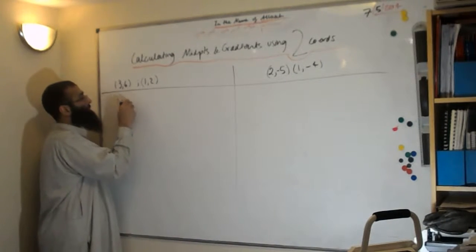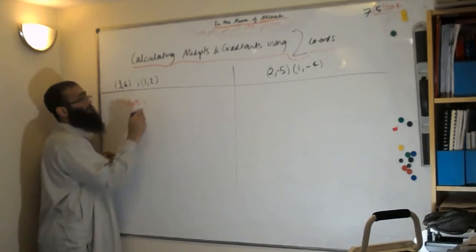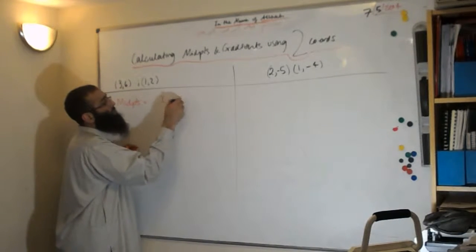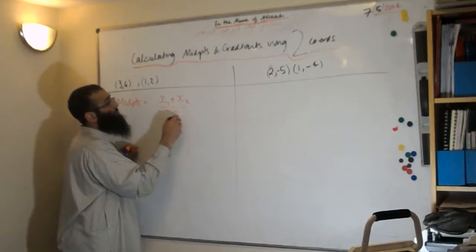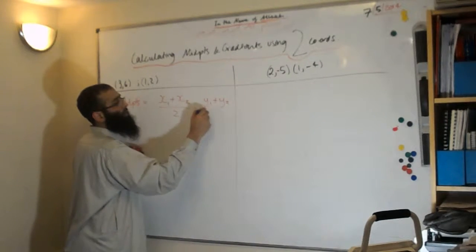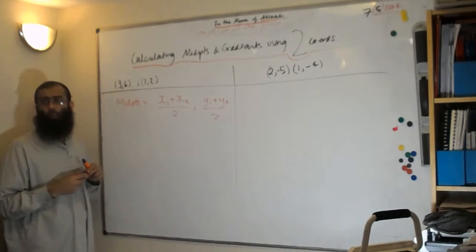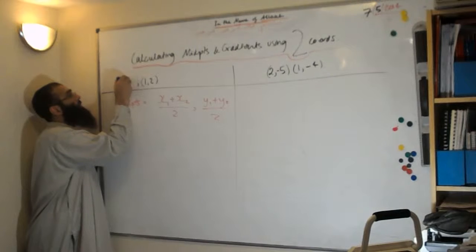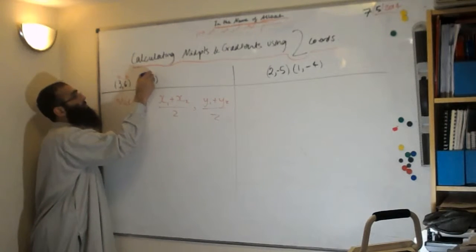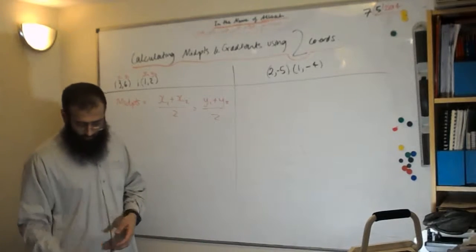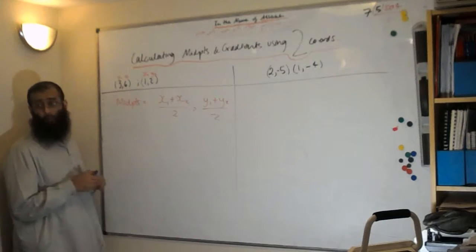Right, first of all, if we want to work out the midpoint of these two coordinates here, what we need to do is get the x values and average them. We need to get the y values and average them. Okay? That's what we need to do. Now let's label this up: x1, y1, x2, y2. Are you happy with that?